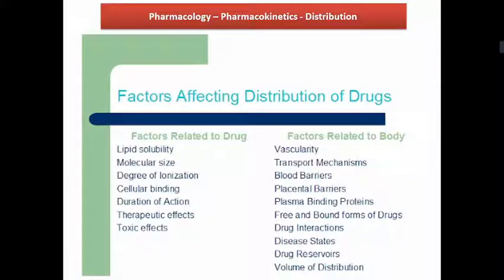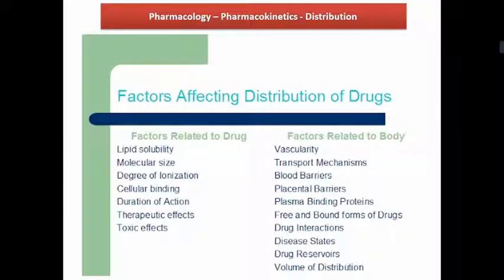One is related to the drug itself, and the other one related to the body. So what are the factors related to the drug itself? It is lipid solubility. So if your drug is lipid soluble, it can enter your cell without difficulty, especially in areas rich in lipid concentration, like your brain. So it is easy for it to reach the brain area.